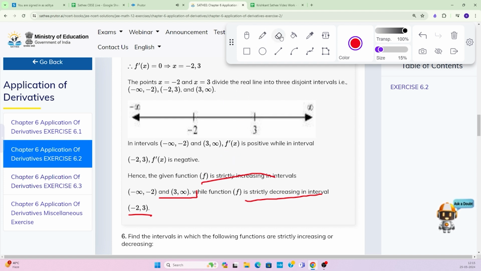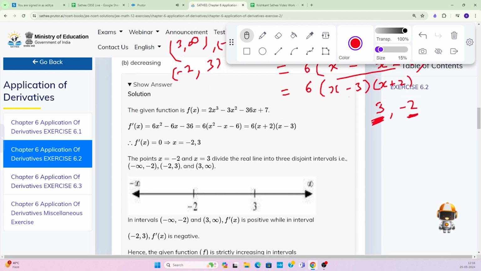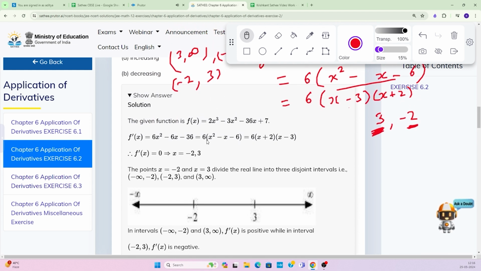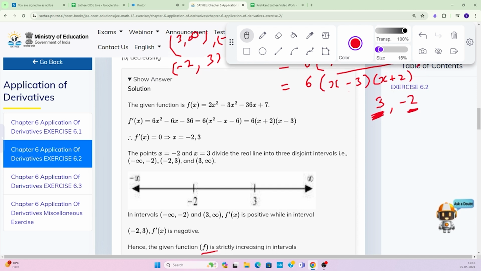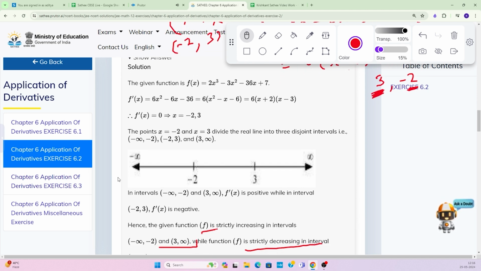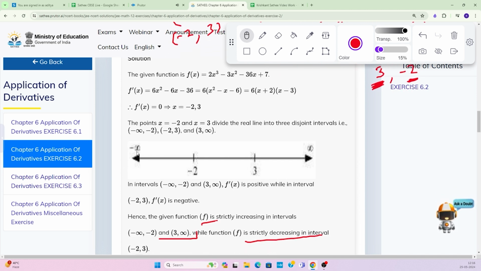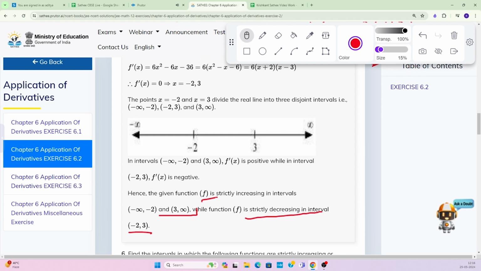So whenever you face such a type of question, the first thing you have to do is find the first derivative and analyze for what values it will be positive and for what values it will be negative. Then conclude your answer. This is it, the simple task.